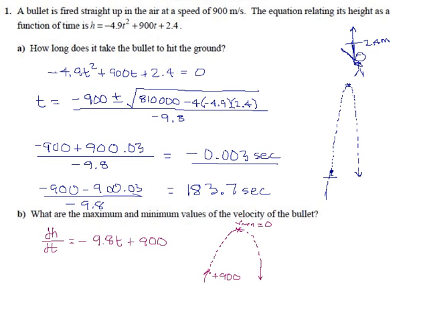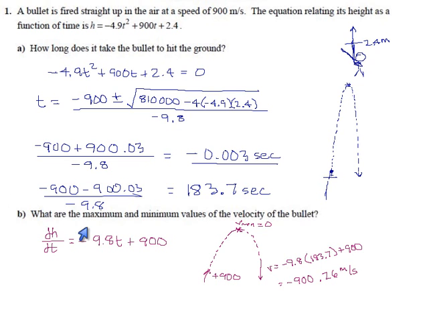And just as it hits the ground, well, we know that's going to take 183.7 seconds. The velocity there should be minus 9.8 t plus 900. And if we crunch that out, minus 9.8 times 183.7 plus 900, and we get minus 900.26, according to my calculator, meters per second.